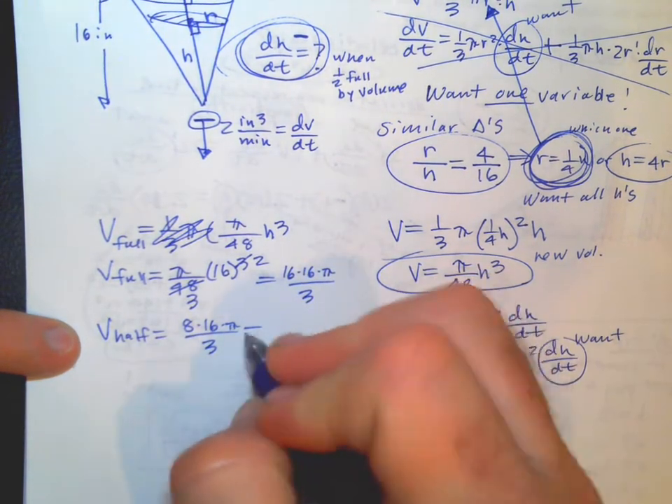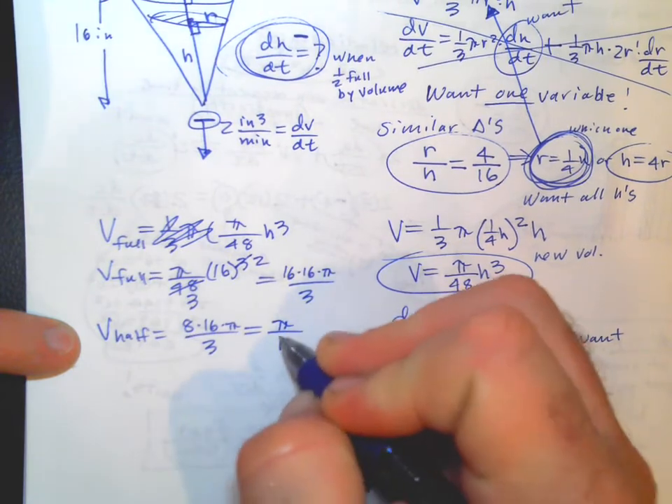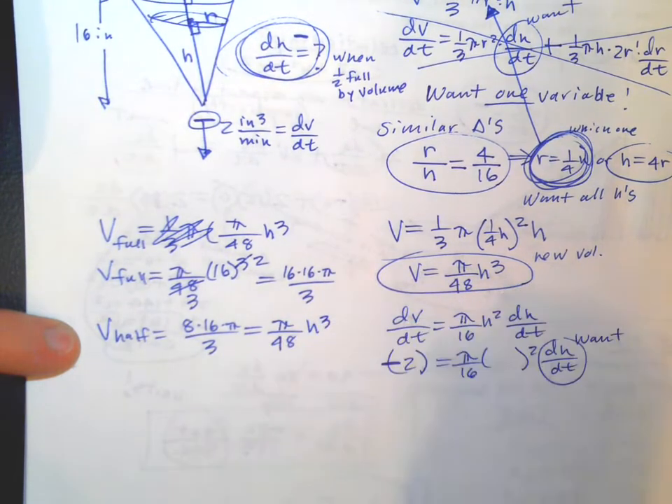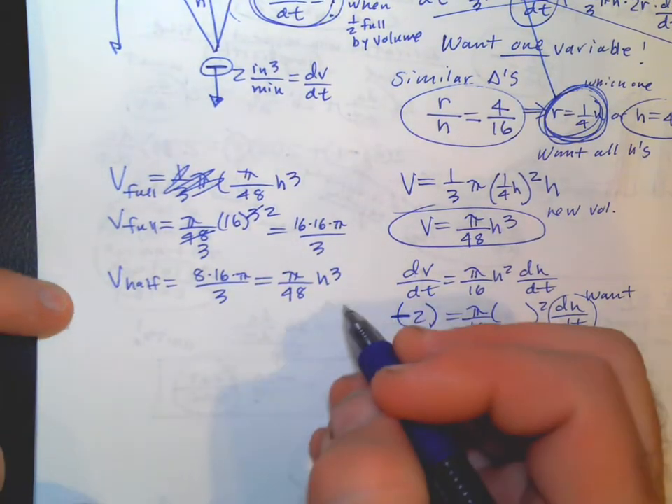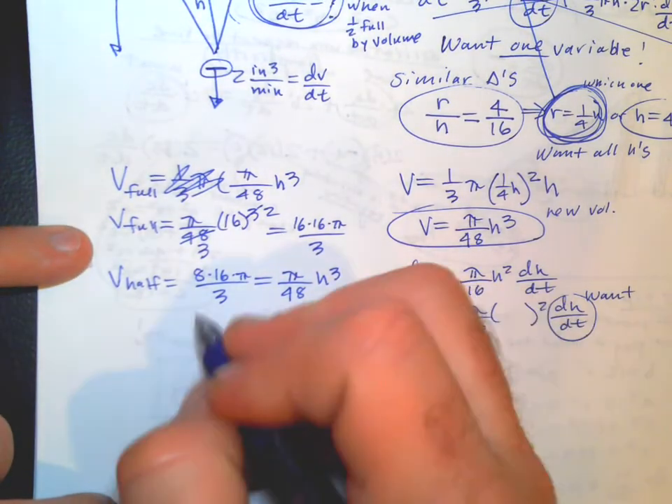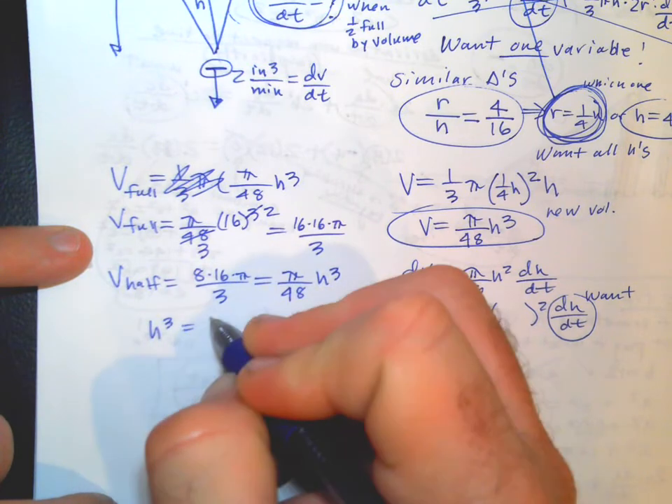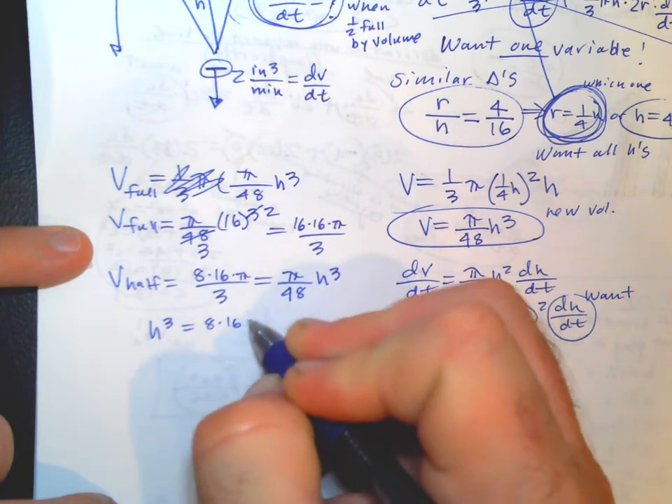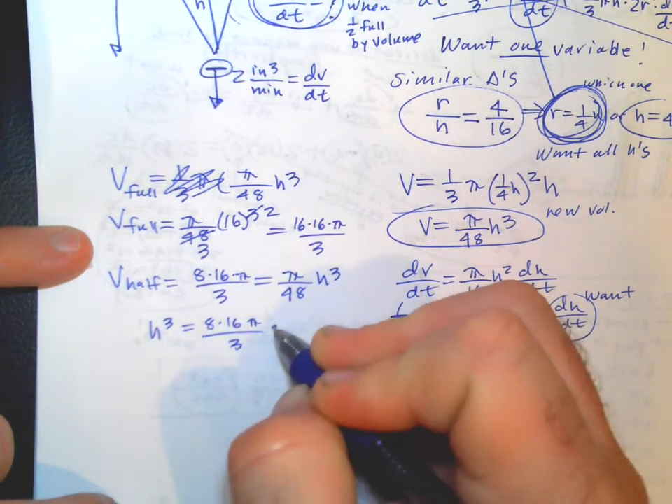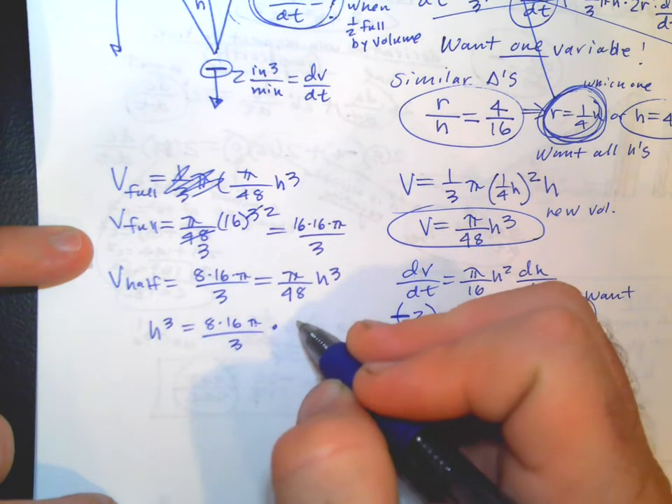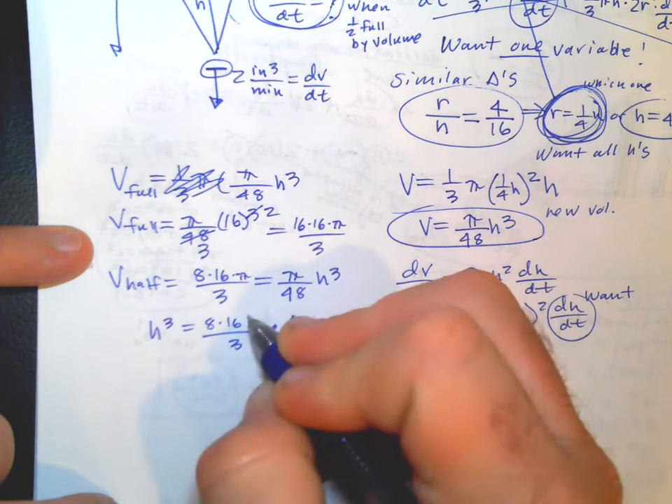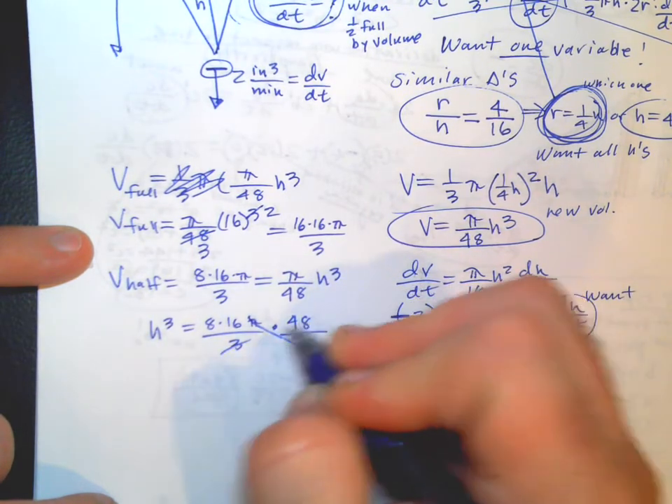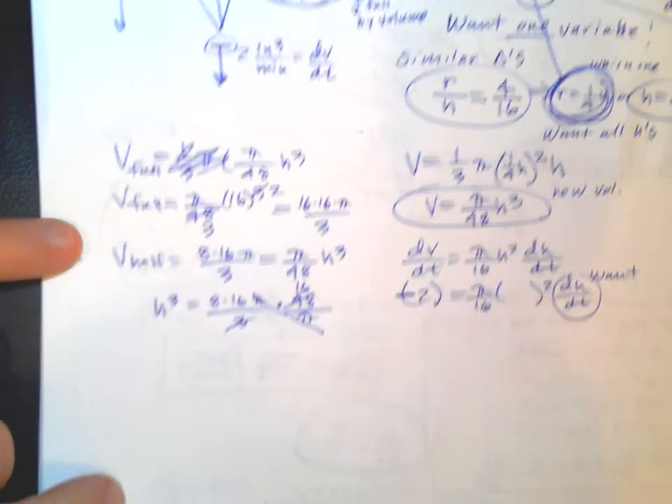So we're going to set it back equal to the original volume formula to figure out what's the height that will give you half the volume. Okay? So now we get h cubed equals 8 times 16 pi over 3. I'm into not multiplying these numbers out right away because you're going to have to reduce them later anyways. Times 48 over pi. So the pi's cancel out. 3 goes into the 16, so we're getting a little closer there.